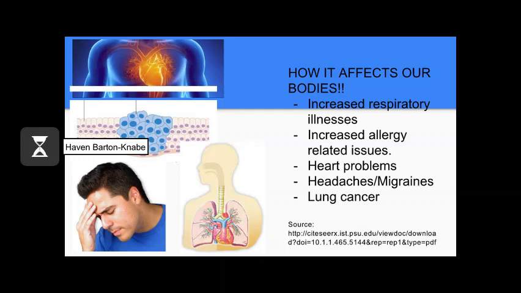So nitrogen oxides negatively affect our bodies by increased respiratory illnesses and increased allergy-related issues. This is caused by us taking in these bad chemicals and them irritating our lungs, and this causes an increase in bronchitis and asthma, as well as, with continued irritation to our lungs, lung cancer. Also, with this, it can cause heart problems and headaches and migraines.